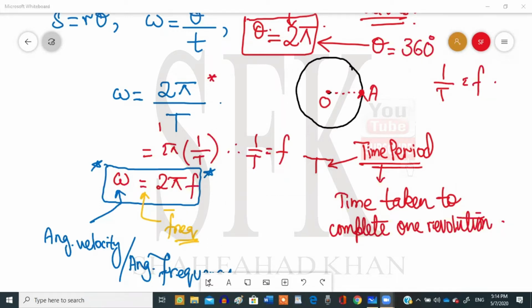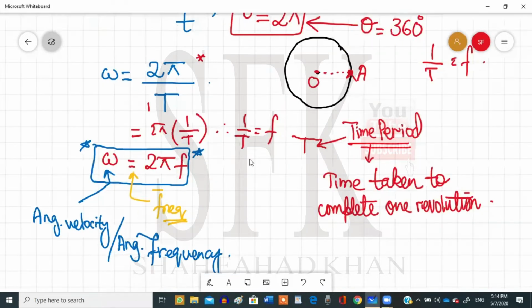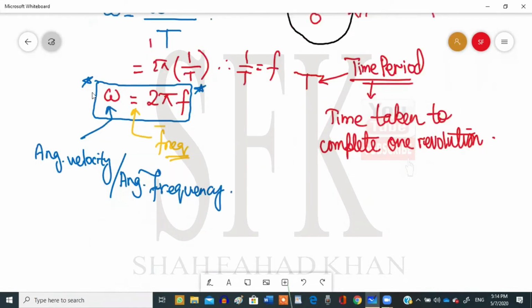Right. Now, this omega, the angular velocity, is also known as angular frequency. Sometimes in the past papers they use this term as well. They ask you to calculate the angular frequency, and they actually are asking you to calculate the omega. So this is the formula that you use.